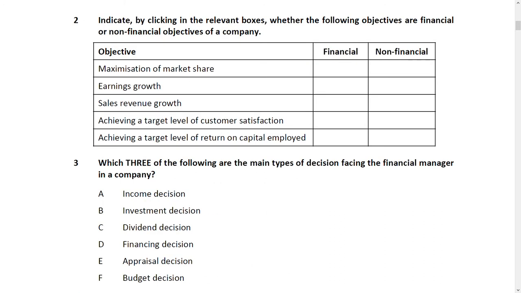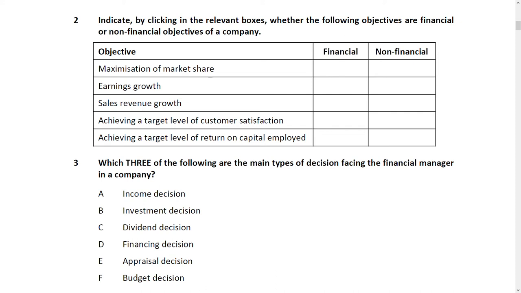Next, you can see question 2. This is another type. Remember, I have told you there are types: drag and drop, hot area, multiple responses. So this is one of the areas. Question 1 was just you have to pick one. In question 2, you have to click in the relevant boxes, whether it's financial or non-financial. Let's say the first, maximization of market share, whether it's financial or non-financial, earnings growth, financial, non-financial. You have to select one. Coming to the next point, we'll be covering all these questions when I go through the revision kit.